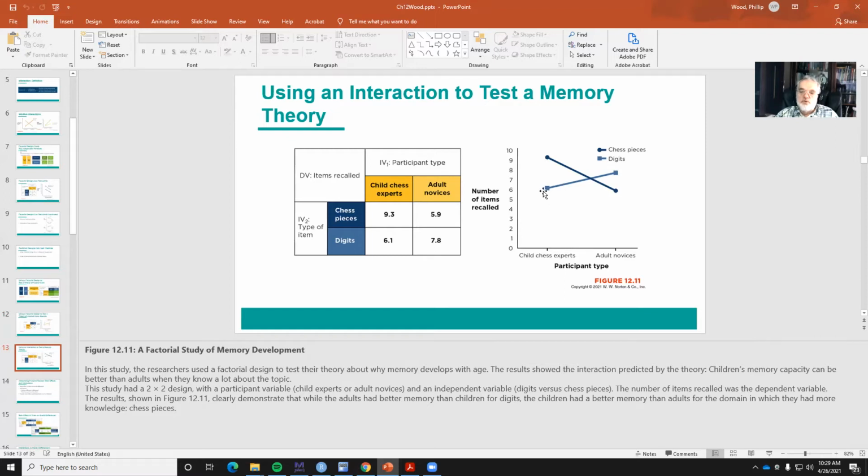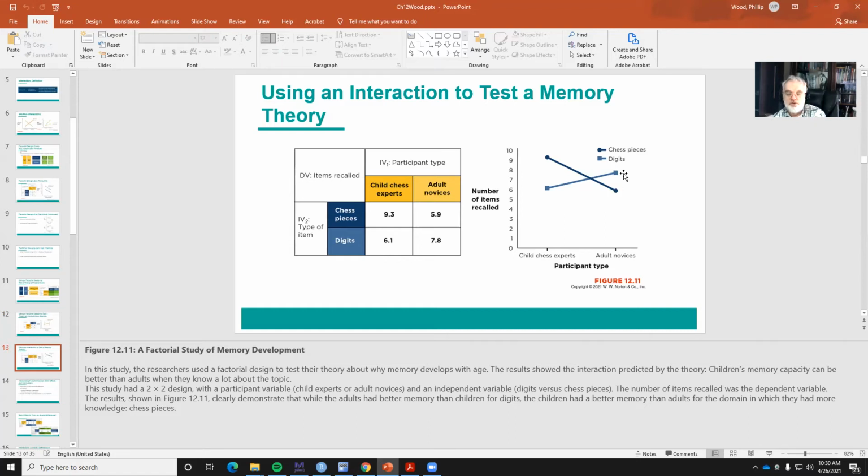Child chess experts don't seem to recall the digits that much. And the adult novices seem to recall the digits a little bit better. They're not showing us the error bars here. It is probably the case, if you look at the data, that the chess piece child expert mean is significantly higher than the remaining three means. If we had the error bars in here, we could make a little bit of a better judgment of that.